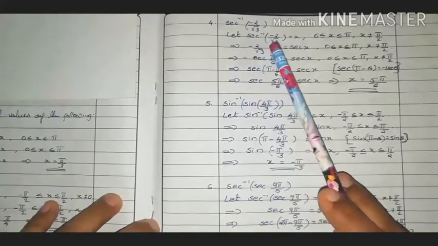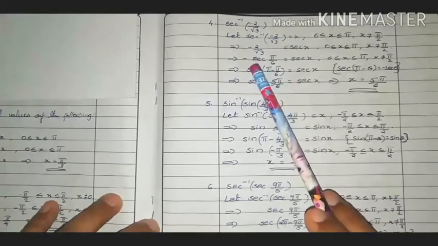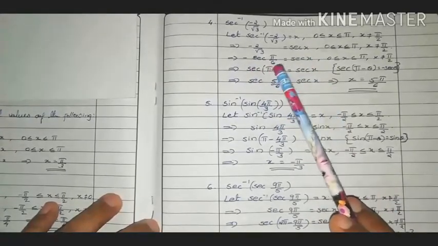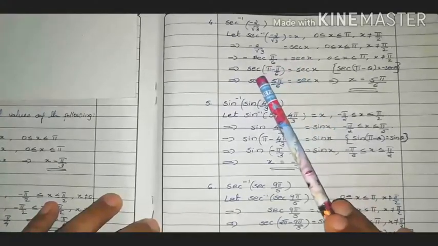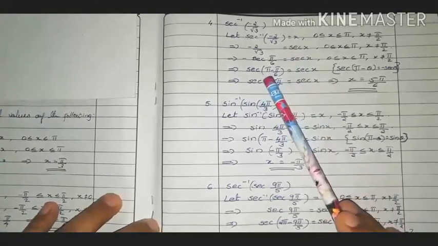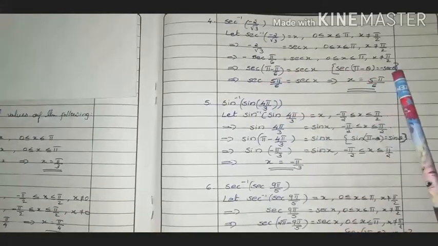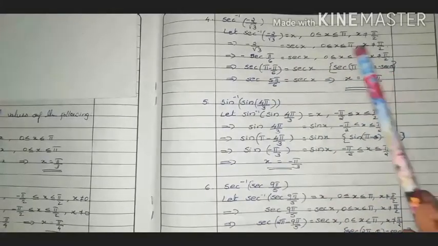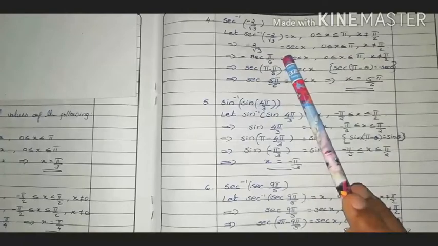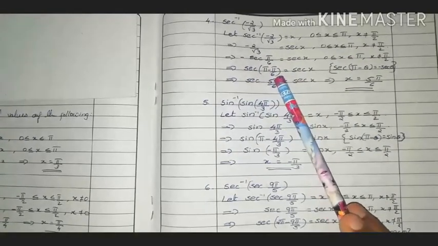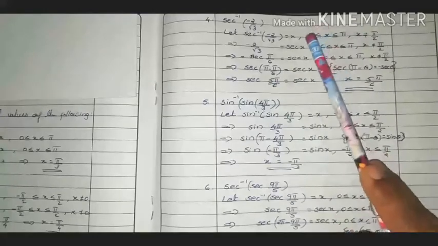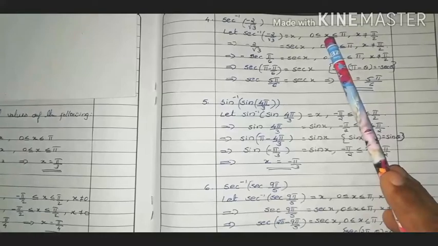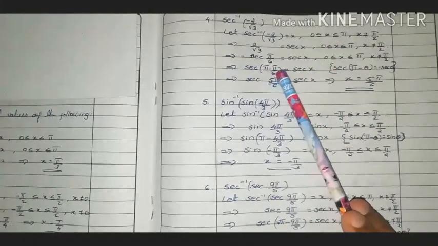So you can write minus 2 by root 3 is equal to minus sec pi by 6, that is equal to sec x. And we know that sec pi minus theta is equal to minus sec theta. So instead of minus sec pi by 6, we can write sec pi minus pi by 6. Why? We want one value from this interval, one value greater than 0 and less than pi. For getting that, we can write sec pi minus pi by 6.